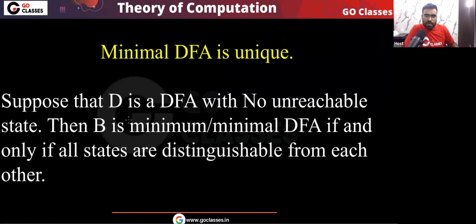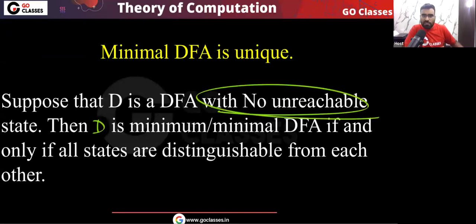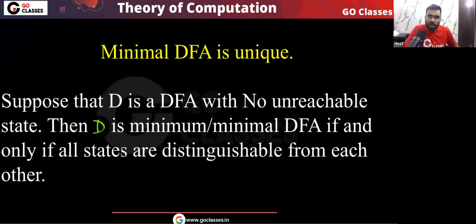Is this clear? Remember, suppose D is a DFA with no unreachable state. Then when can I say this D is a minimal DFA? D is a DFA with no unreachable state. Now, when can I say this is minimal, or minimum? This DFA is minimal if all the states are distinguishable, if no two states are mergeable. No two states are equivalent, which means all the states are distinguishable from each other.